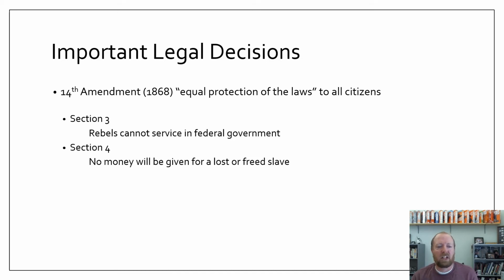In sections 3 and 4, section 3 says rebels cannot serve in federal government, that if you were a rebel or insurrectionist, you cannot serve. Now they could overrule that with a 3/4 vote. And section 4 says money, or reparations, will not be given to anybody who lost money or capital as a result of the freeing of slaves. So we're not going to repay those slaveholders that lost great amounts of wealth through the freeing of slaves.